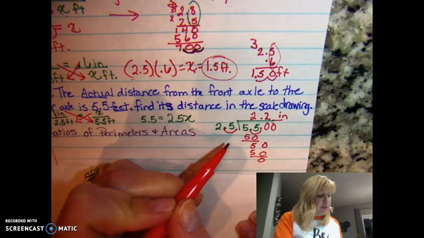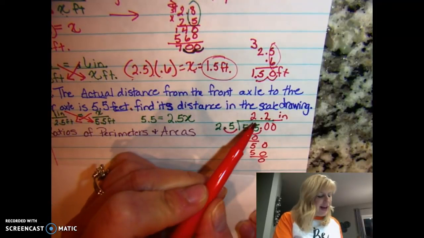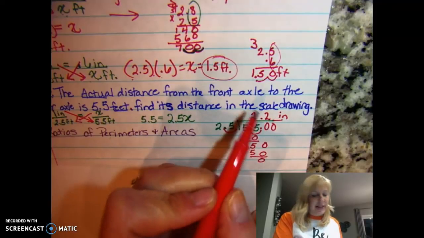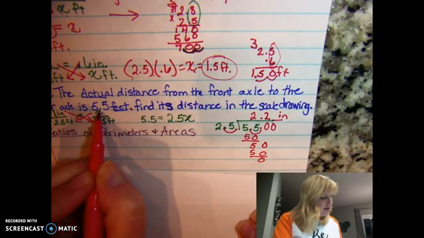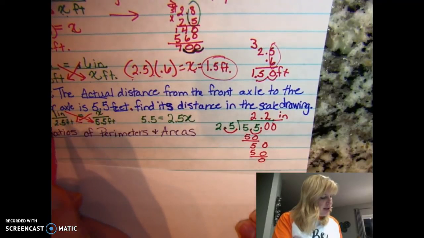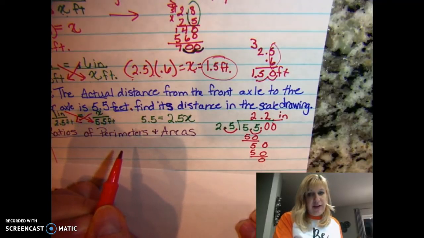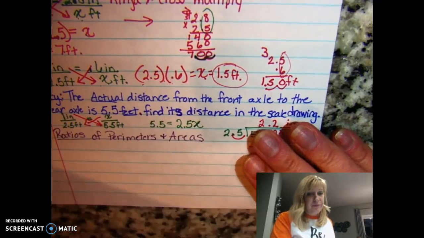All right, here's the work that I have shown. Check me out, make sure I did it right. I got 2.2, and make sure it's labeled inches because the inches go up here. And notice the analogy. 1 inch is to 2.2 inches as 2.5 feet is to 5.5 feet. We're just setting up an analogy, more or less.